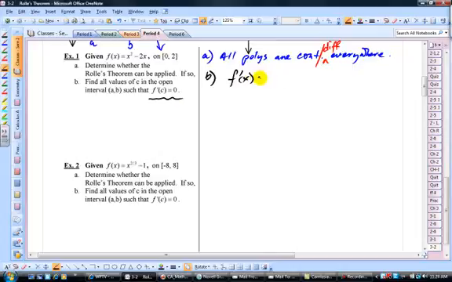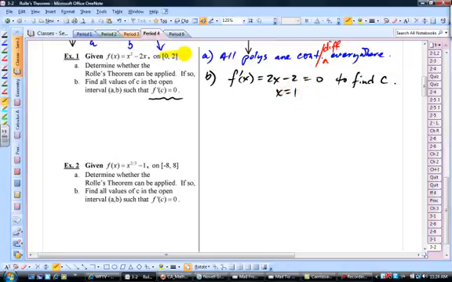Okay, 2x minus 2. So f prime is 2x minus 2. Set that equal to 0 to find C, where C is inside the interval there. So what's the obvious answer there? What's x equal to? 1. X is 1. Now, look in your interval.